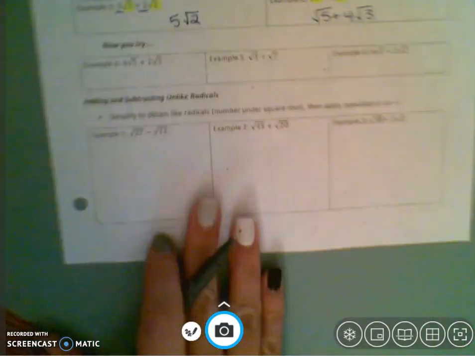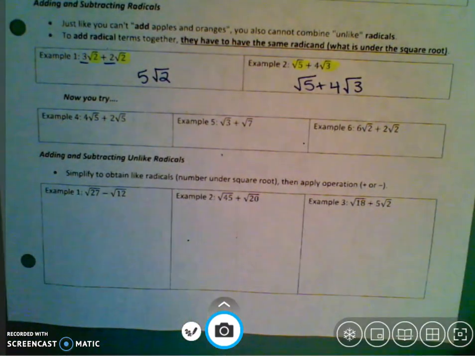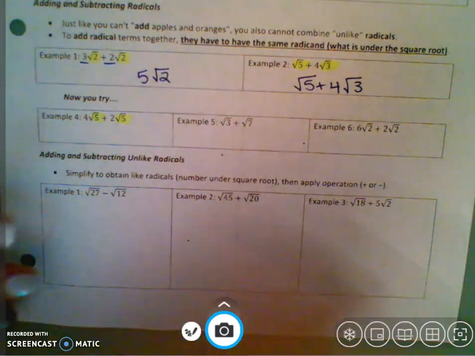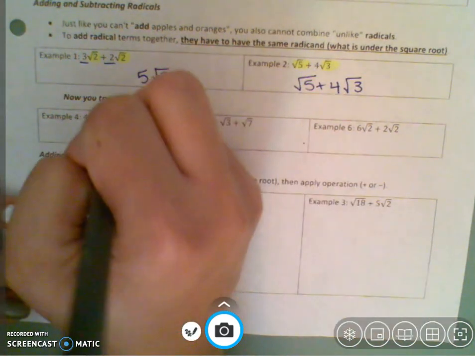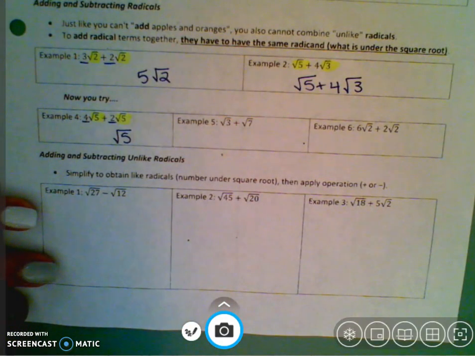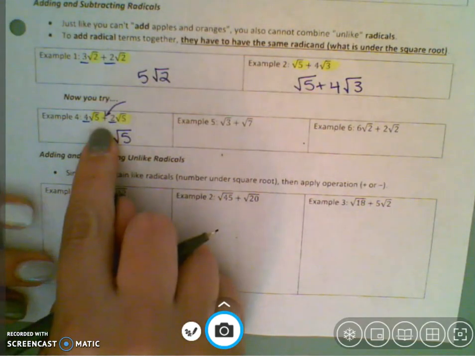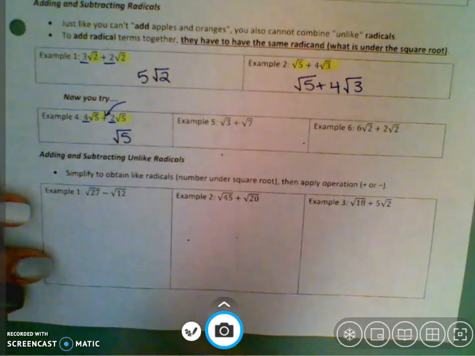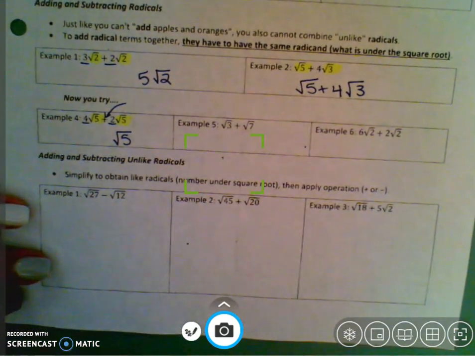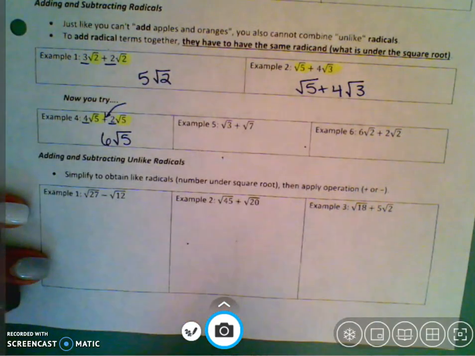Okay, so let's try some below. Example number 4. We have a square root of 5 and a square root of 5. Since they match, we're going to bring down the square root of 5, and then we're going to do the math on the front numbers. Make sure you're following whatever sign is in between. So this one is addition. See if I can make that clearer for you guys. That one's addition, so it's going to be 4 plus 2 makes a 6.